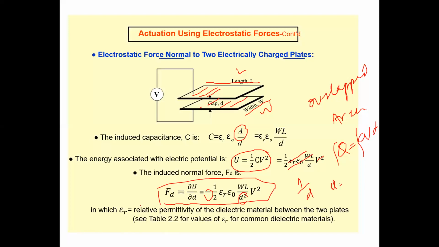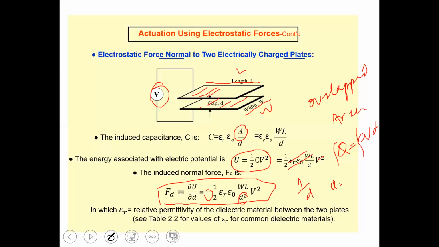Whenever we calculate the electrostatic force because of these two plates, it will be equivalent to this whole expression. Now, if you want to increase the force, either you have to increase the overlapped area WL, or you have to increase the applied voltage between the two plates to generate some capacitance, or you can decrease the gap.